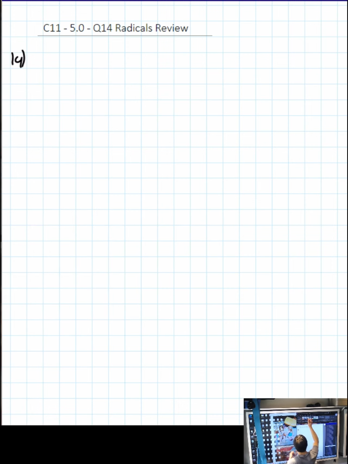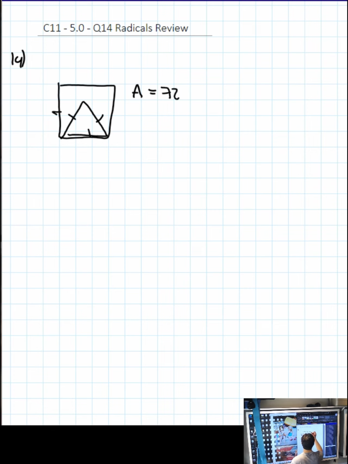Okay, we have number 14. So we have a square with an equilateral triangle on the inside. Let's tick all of our equal lines on the outside of the square. Okay, it says find the perimeter of an equilateral triangle inside a square with an area of 72 meters squared. Off to the right, let's say A equals 72 meters squared. So if that's the area of a square, how do we find the length of the square? Well, we just square root it by definition. So we can say S equals, for the side length of the square, square root 72.